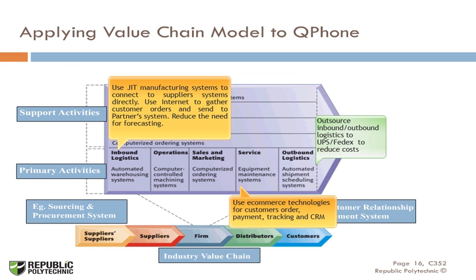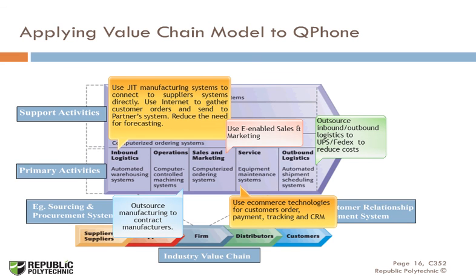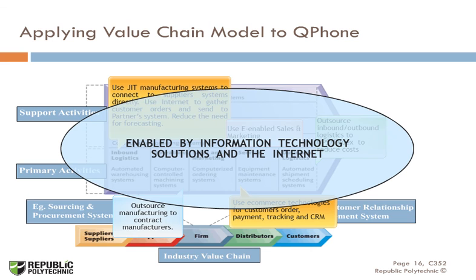We next look at the operations. Here we can suggest outsourcing the manufacturing, or some of the manufacturing activities, to contract manufacturers. Moving on, we can use e-enabled sales and marketing systems. Here we not only computerize the ordering systems, we ensure the system is internet and intranet enabled. What you see so far are solutions and proposals that are enabled by information technology and the internet.